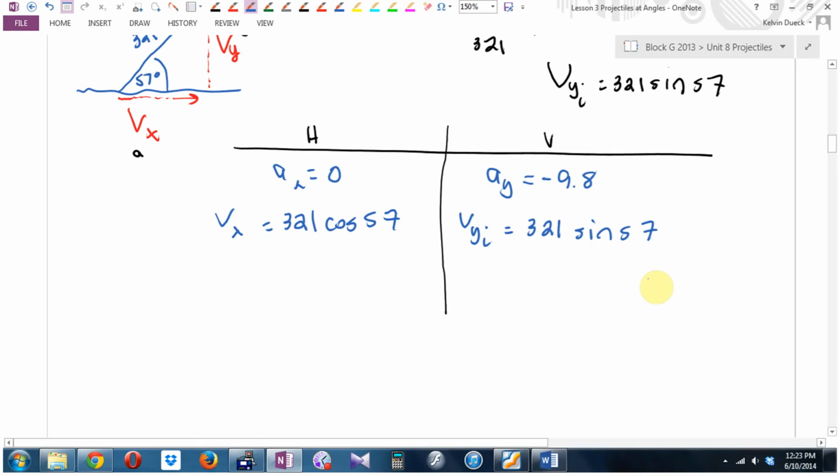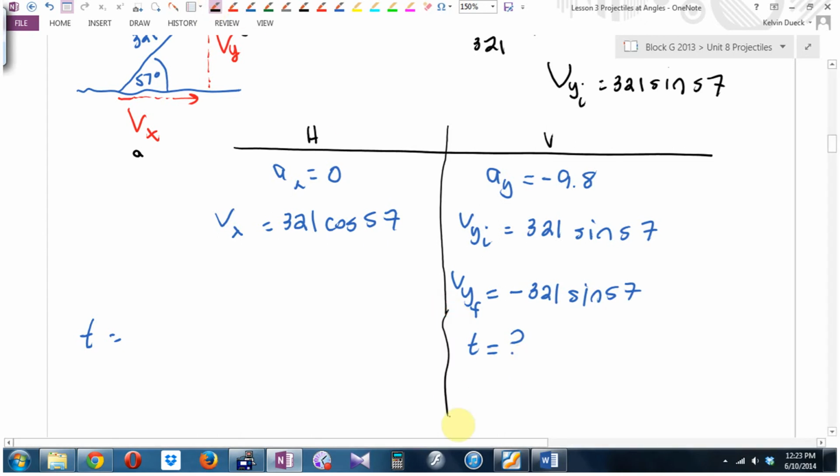Last one of those, maybe? What else do I know? Oh, Vy final. What's Vy final? Negative 321 sine 57, which means I can find time. I know three, so I can find the fourth.